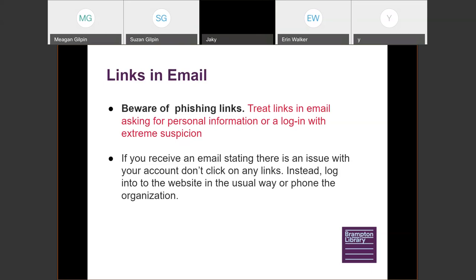So simply avoid clicking on links in emails, particularly if it's from a company that you do business with. If you receive an email and you want to check whether or not there's an issue with your account, you can always go to the website in the usual way. Open up a browser, type in netflix.com or amazon.com in the usual way, or you can always call the organization and verify that they in fact do need this information confirmed. Most of the time, companies will not email you to confirm account information as a rule.